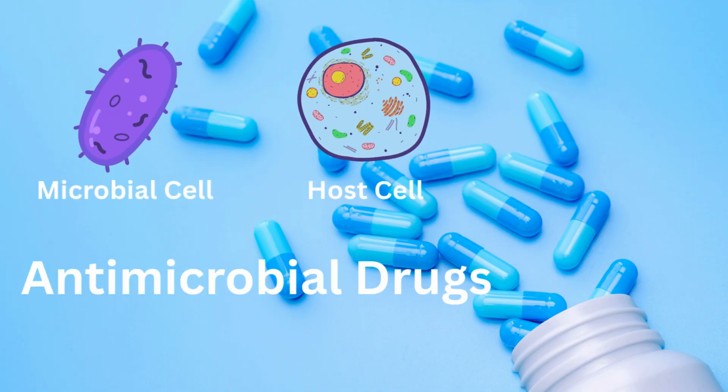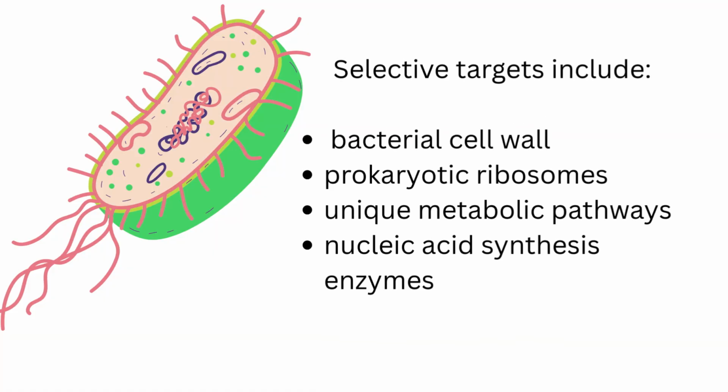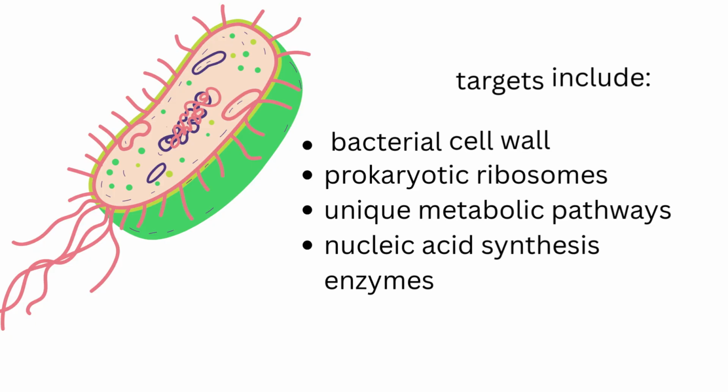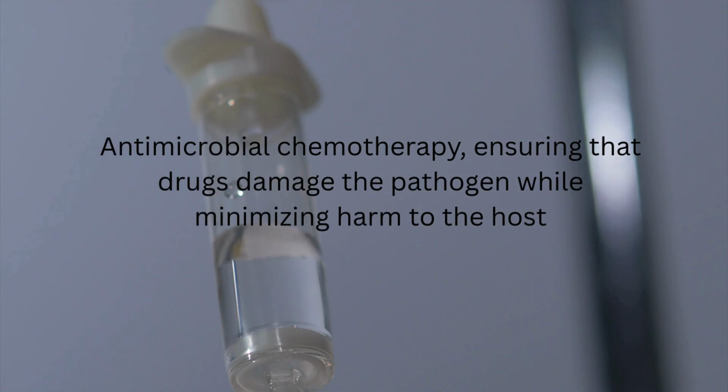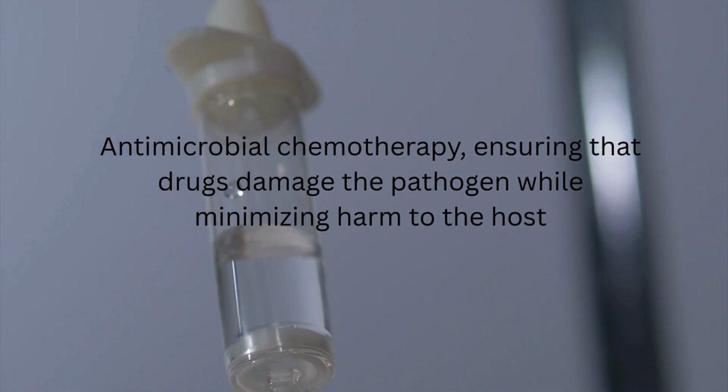Antimicrobial drugs function by exploiting structural and biochemical differences between microbial cells and host cells. The most effective drugs target processes or structures essential to microbial survival that are absent or sufficiently different in the host. These selective targets include the bacterial cell wall, prokaryotic ribosomes, unique metabolic pathways, and nucleic acid synthesis enzymes. The concept of selective toxicity is central to antimicrobial chemotherapy, ensuring that drugs damage the pathogen while minimizing harm to the host.